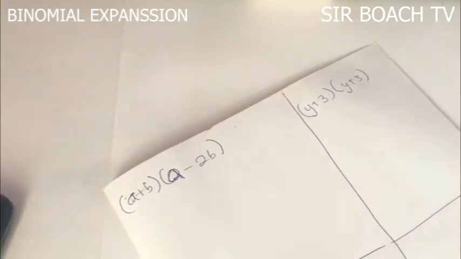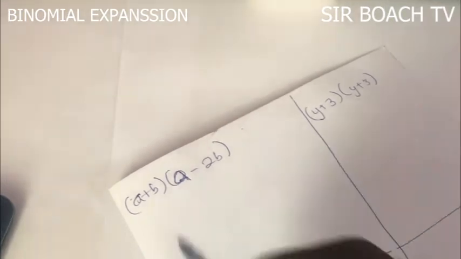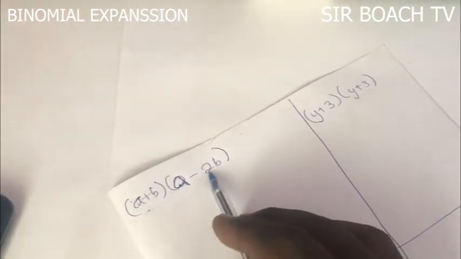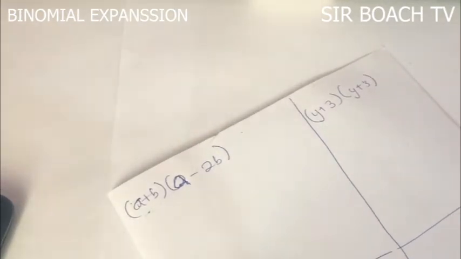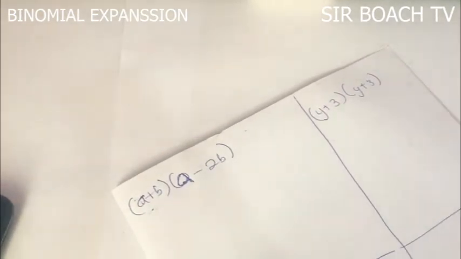All right, so let's take the third example. Now, the third example says a plus b in one bracket and a minus 2b in another bracket. So we are grouping them. You can pause the video here and solve it. After that, you play and see whether we all had the same thing.